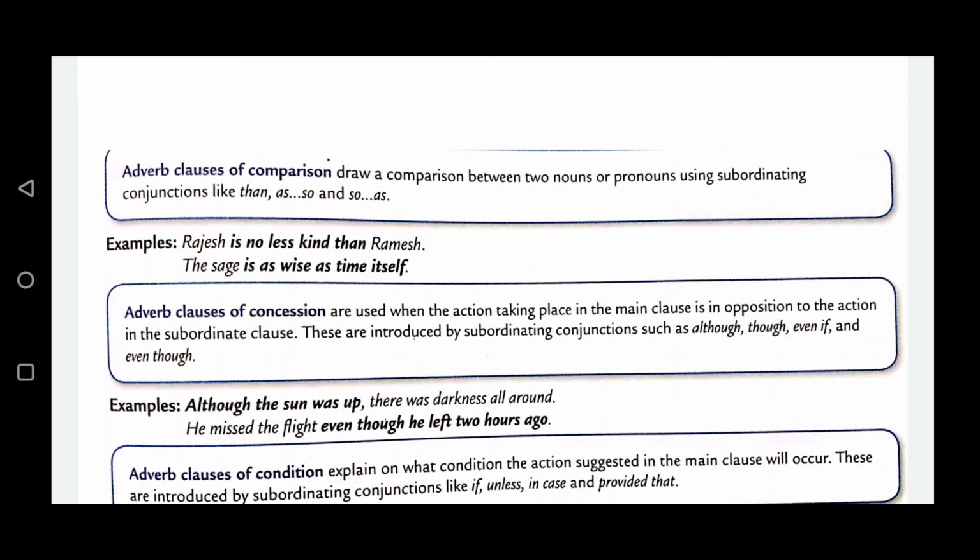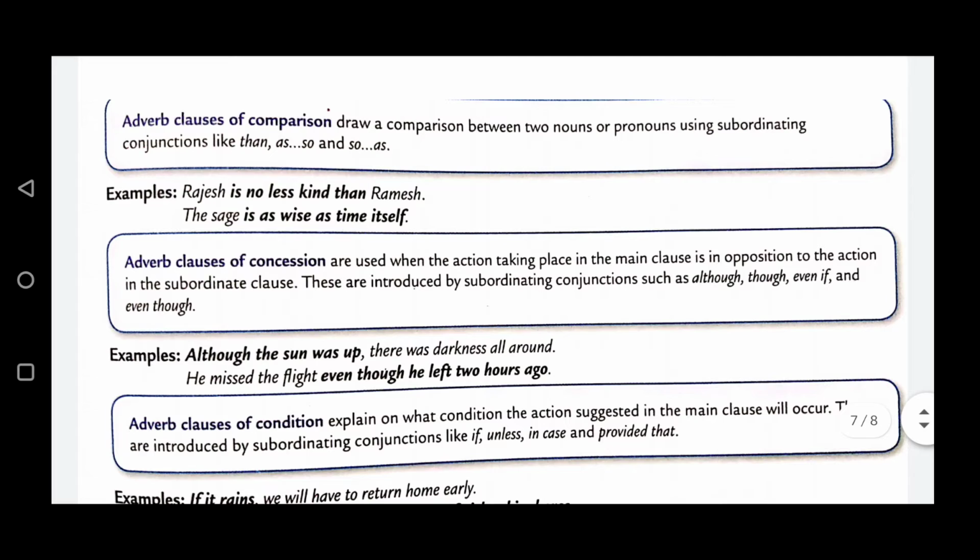Rajesh is no less kind than Ramesh. We have the word than. So here we come to know it's a comparative, but we don't have to mention whether it's comparative or positive or superlative. We just have to write that this is an adverb clause of comparison. The sage is as wise as time itself. As wise as, it's a positive. So this is a positive adverb clause of comparison. Or just write adverb clause of comparison.